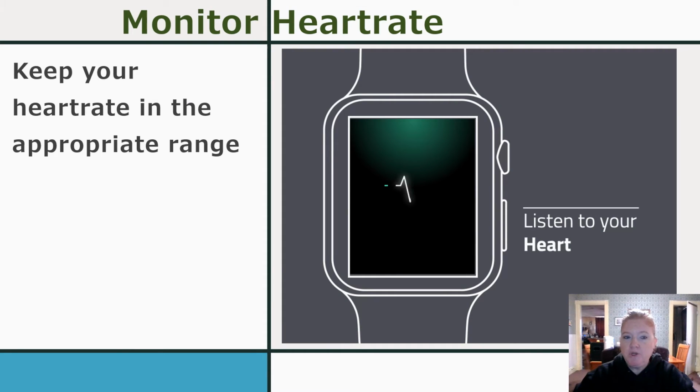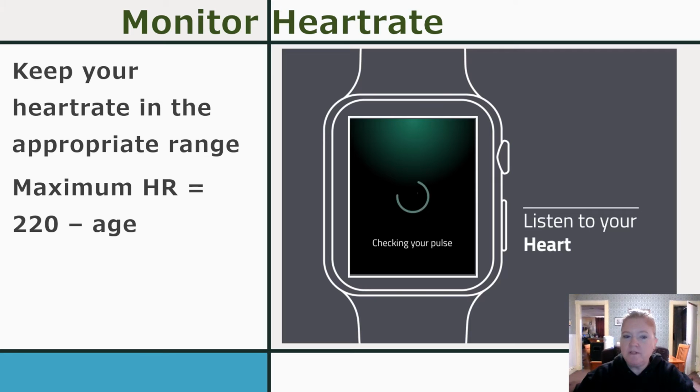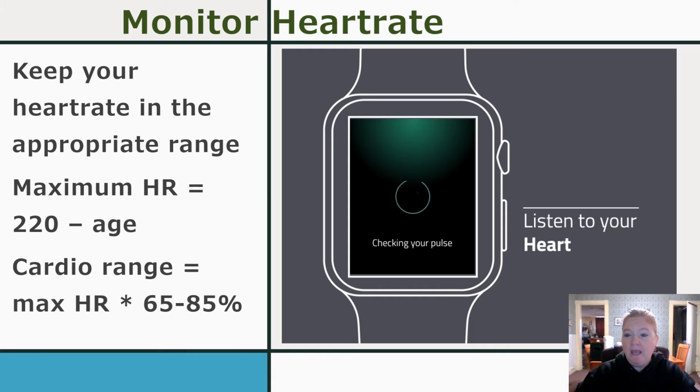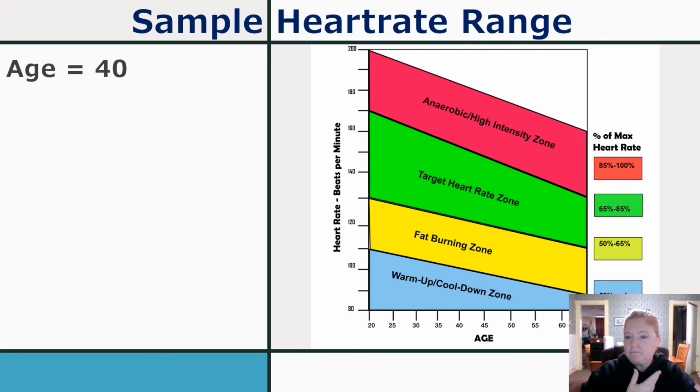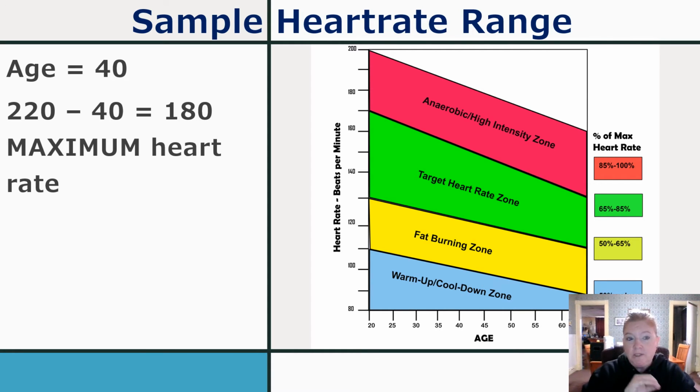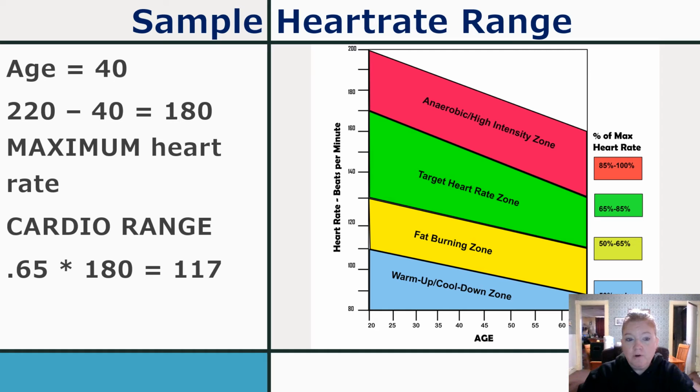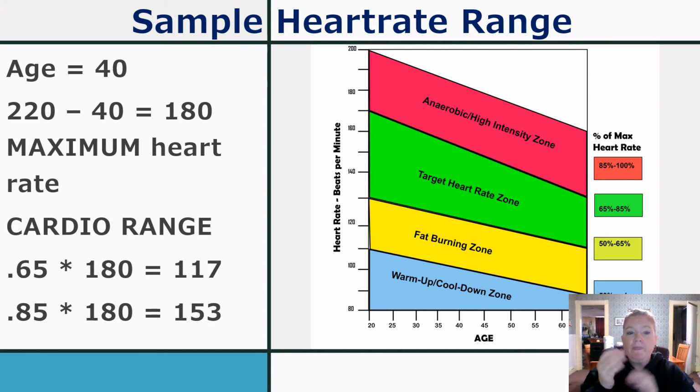Monitor your heart rate. So keep your heart rate in the appropriate range. There's a maximum heart rate. So you take 220 and you subtract your age. That's the maximum. And you have a maximum heart rate range for cardio activity, and it should be 65 to 85% of your maximum. So here's an example. If you were 40 years old, you would take 220 minus 40, 180 is the absolute maximum heart rate. But for your cardio range, 65% of that is 117 and 85% of that is 153. So when you're in cardio, your heart rate should be between 117 and 153.